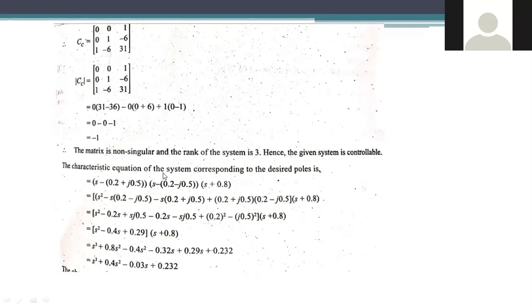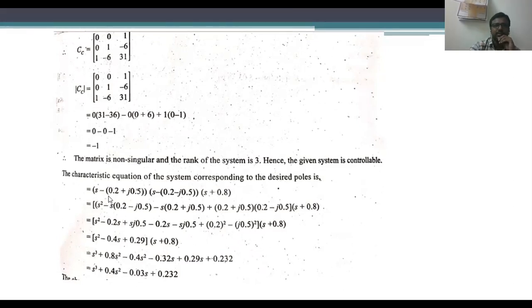The characteristic equation of the system corresponding to the closed-loop poles: the poles are minus 0.2 minus j 0.5, minus 0.2 plus j 0.5, and minus 0.8. These are the three closed-loop poles.